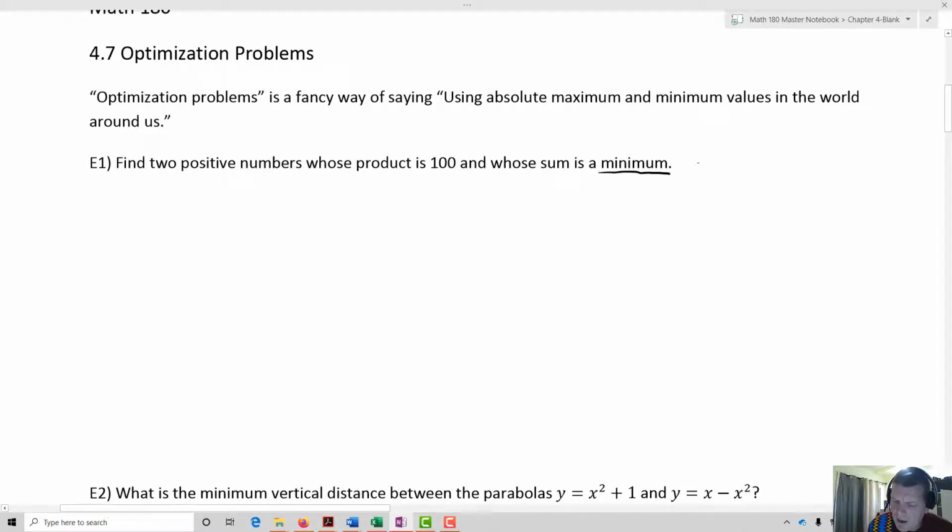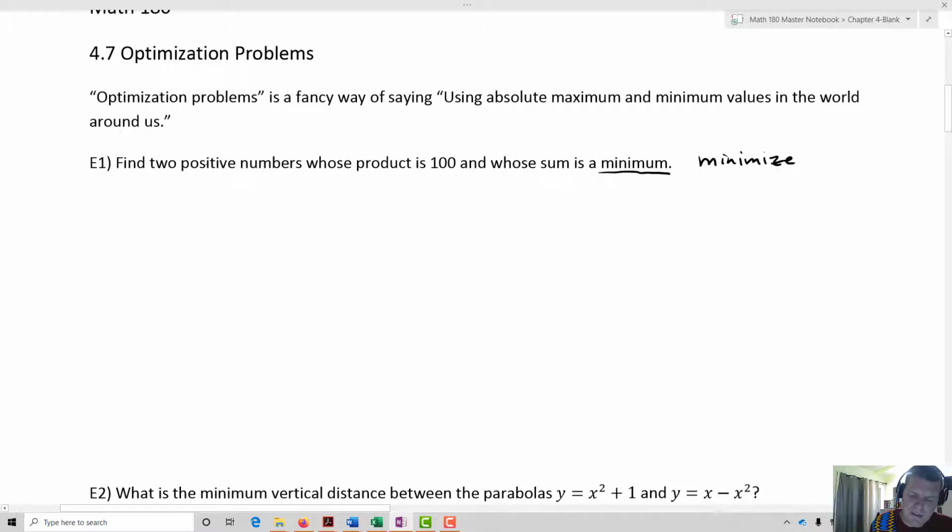So what we're going to be doing now is looking to minimize a function. Again, we're going to find its derivative, set it equal to 0, and then solve. And that'll give us its minimum. It may also give us our maximum, depending upon what we're looking at.